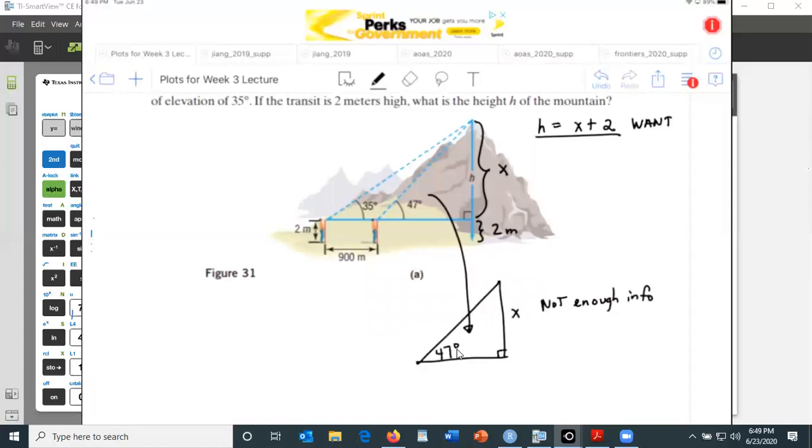Okay, but what else do we have here? We have another triangle, this 35-degree section, where we have the 900 meters and the 35-degree angle. Even there I have 2 numbers, and it might look like I don't have enough information, but guess what? We actually do.